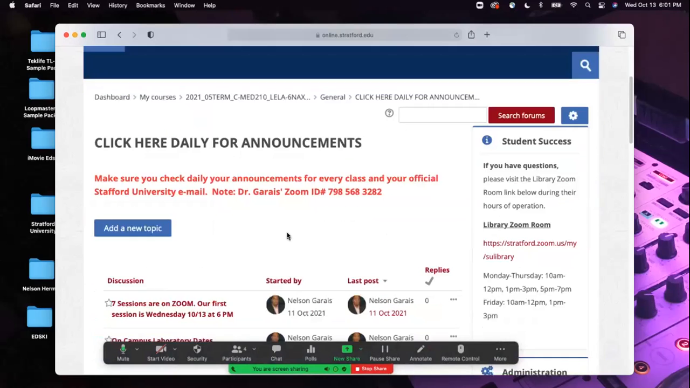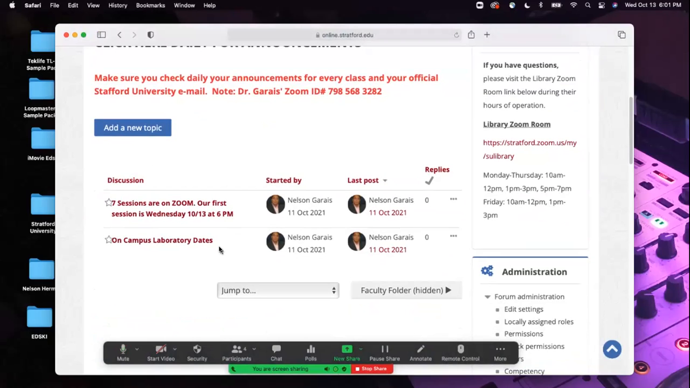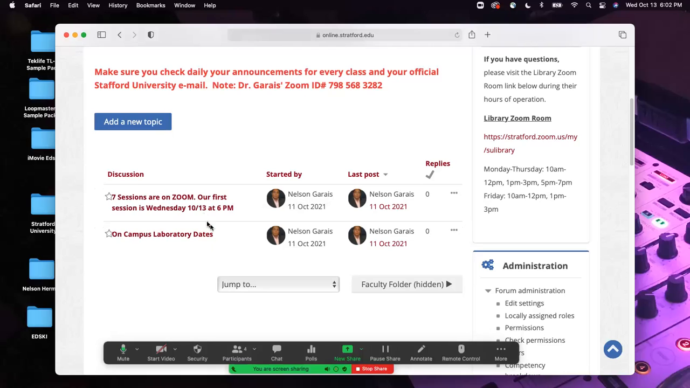Please check your emails daily from the university, your official Stratford email, and these announcements because things may change. Also, there have been some technical difficulties lately with Zoom and the university's own server. So always be on the lookout.